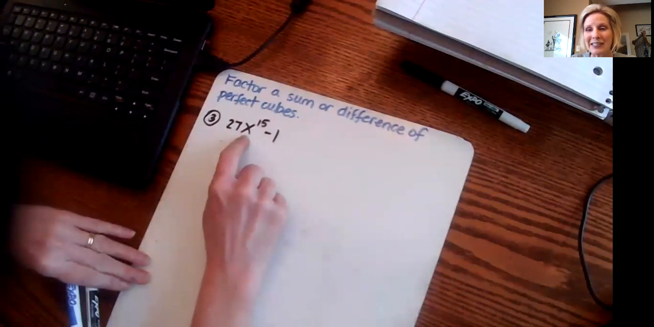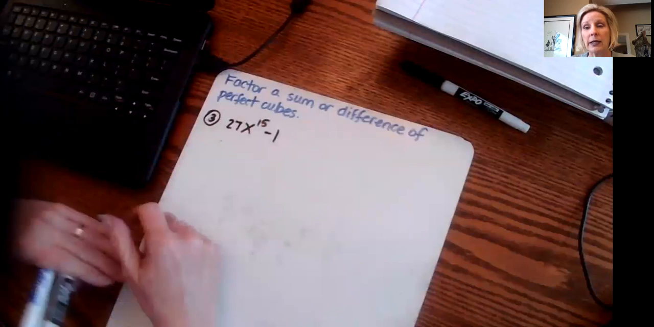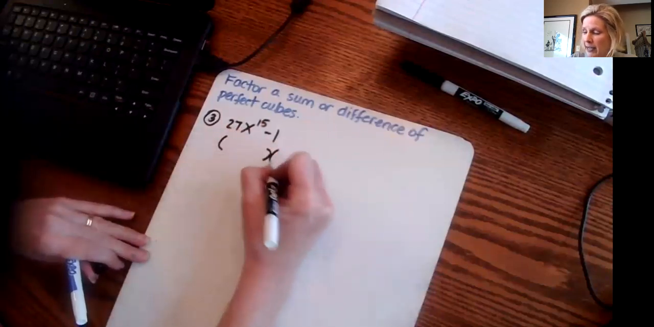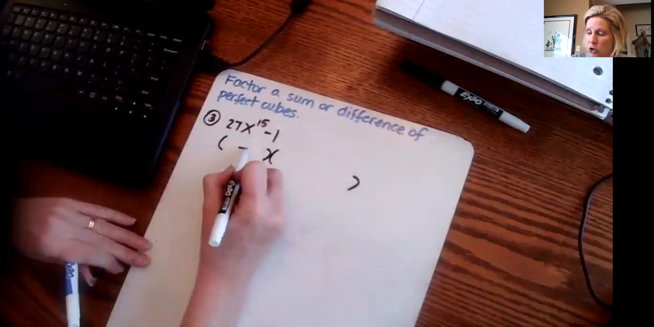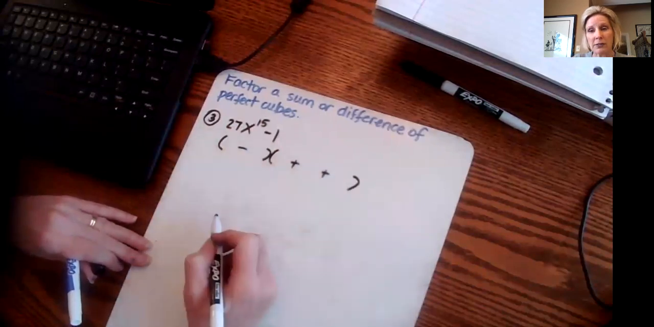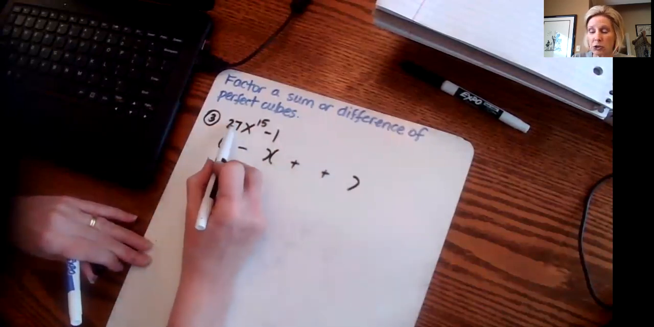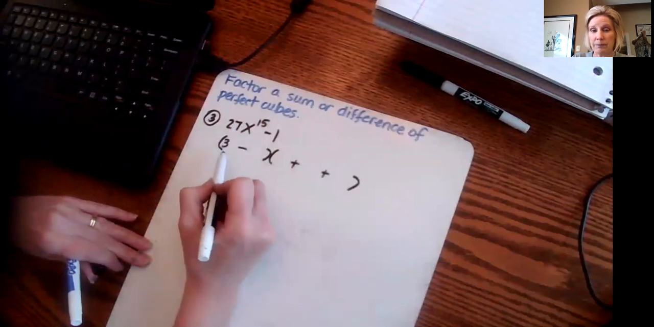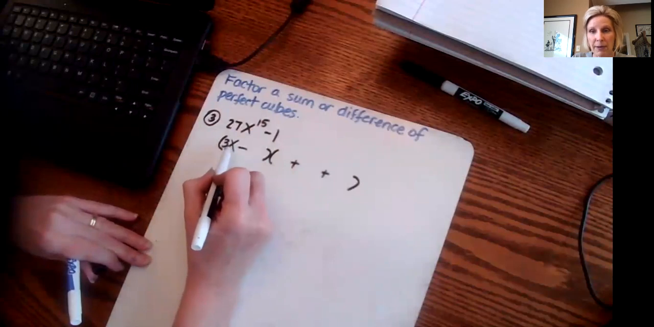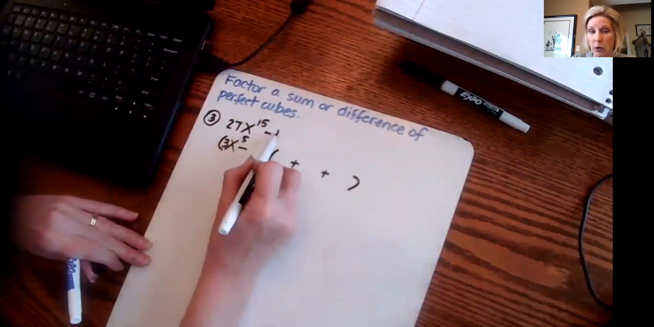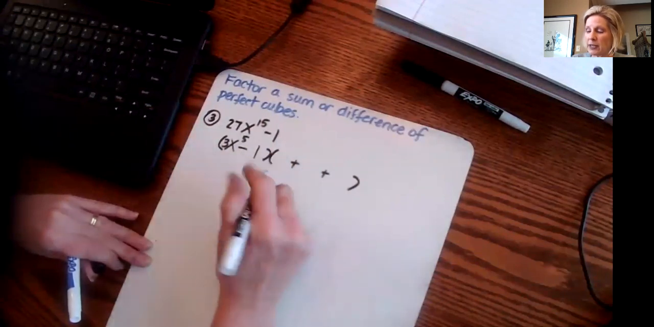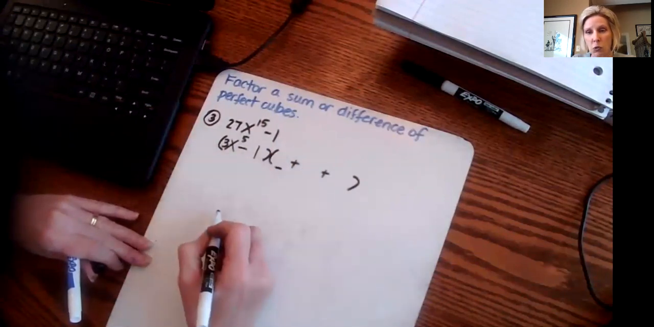x to the 15th is a perfect cube because 15 is divisible by 3. So I'm going to do bi, tri, SOAP. SOAP: same, opposite, always positive. All right. What is the cube root of 27? 3. What's the cube root of x to the 15th? Divide the 15 by 3, get 5. What's the cube root of 1? 1.